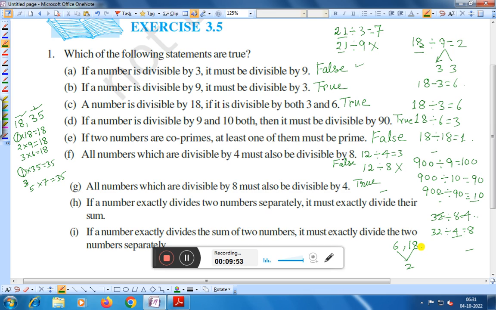If we add the numbers, that is 18 plus 6, we are getting 24, and 24 is also divisible by 2, right? That is 2 times 12 equals 24. Therefore, we can say that if a number exactly divides two numbers separately, it must exactly divide their sum. That is true.